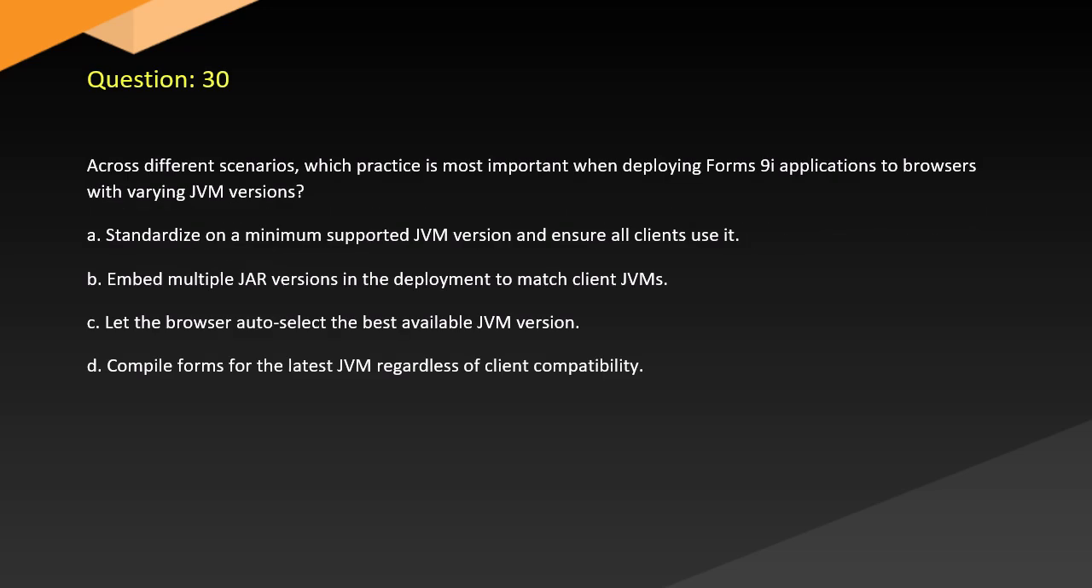Question 30. Across different scenarios, which practice is most important when deploying Forms 9i applications to browsers with varying JVM versions? A. Standardize on a minimum supported JVM version and ensure all clients use it. B. Embed multiple jar versions in the deployment to match client JVMs. C. Let the browser auto-select the best available JVM version. D. Compile forms for the latest JVM regardless of client compatibility.